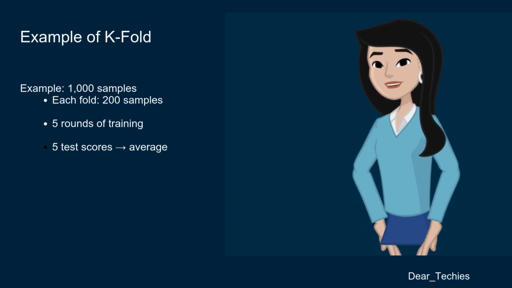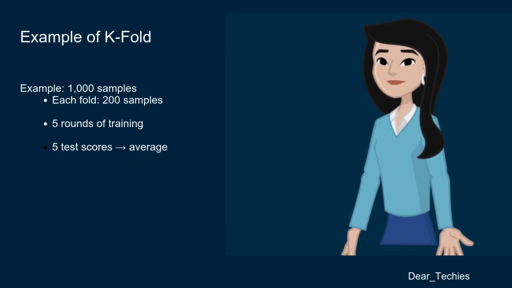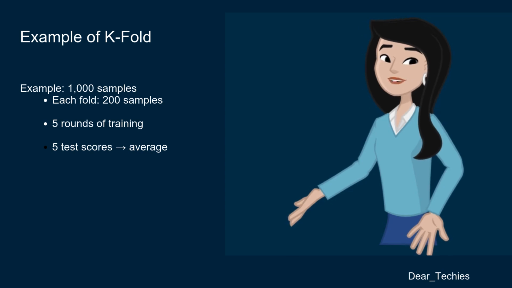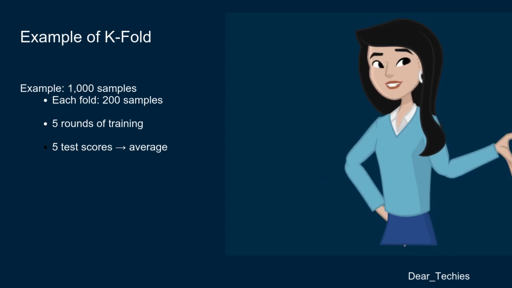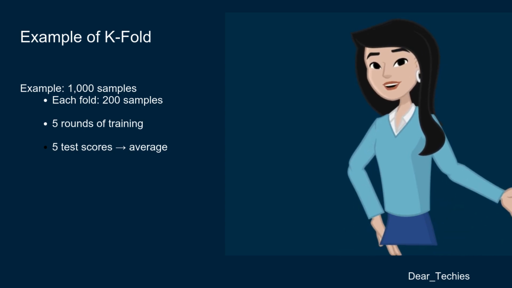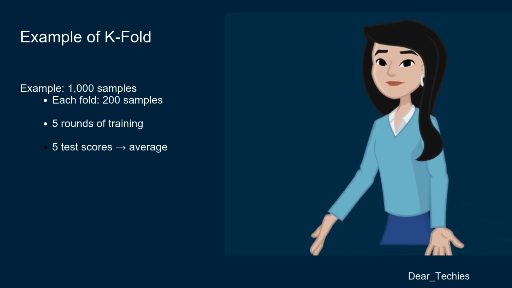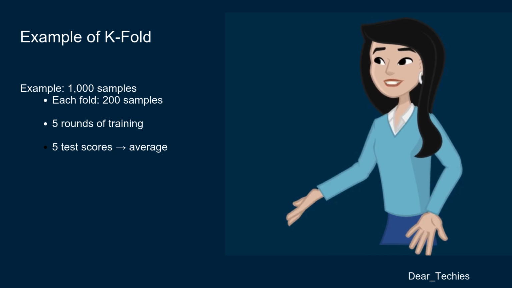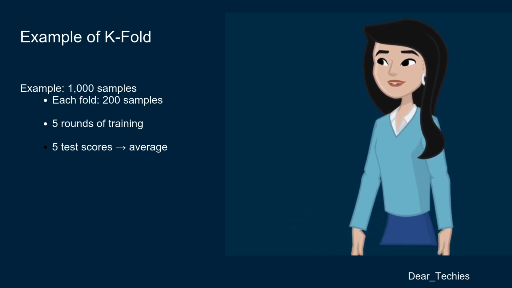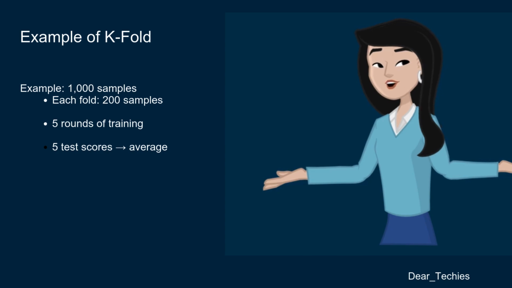Let's take the house price example again. If you use 5-fold cross-validation on 1,000 samples, each fold contains 200 houses. The model is trained 5 times and tested 5 times. The final accuracy is the average of all 5 test scores. This makes sure your model is evaluated fairly.